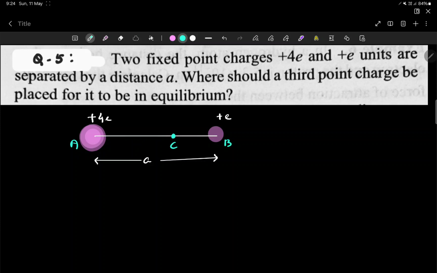Where should a third charged particle be placed for it to be in equilibrium? Let the third charged particle be small q. Now the plus 4e charge repels q. Yes, so this is the direction of force on C due to A vector, and plus e repels plus q along this direction towards LHS. So this is the direction of force on C due to B vector. As the third charged particle q is in equilibrium, that means FCA vector magnitude equals FCB vector magnitude.